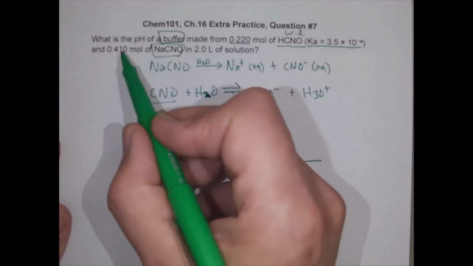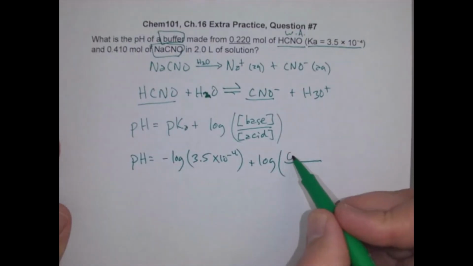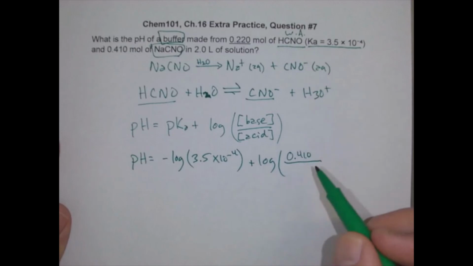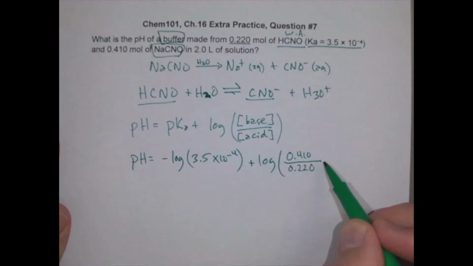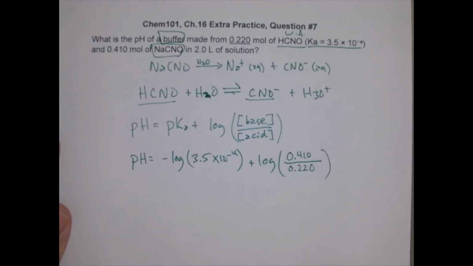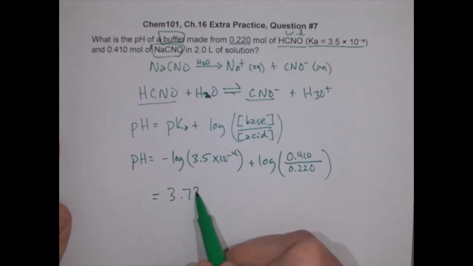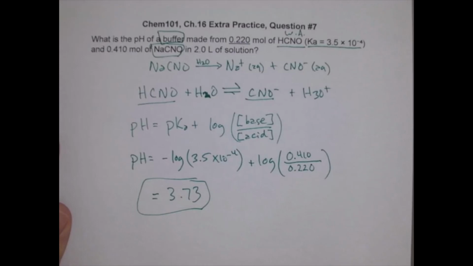So the base is this part, so 0.410. And then the acid is the HCNO, so 0.220. Okay. And then you just plug that into your calculator and you get an answer. 3.73 is the pH of this particular buffer.